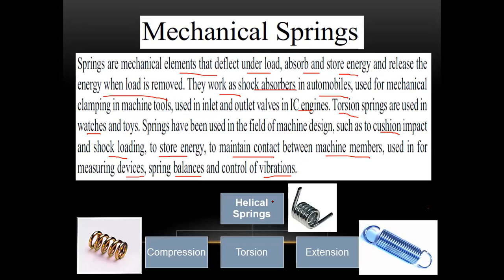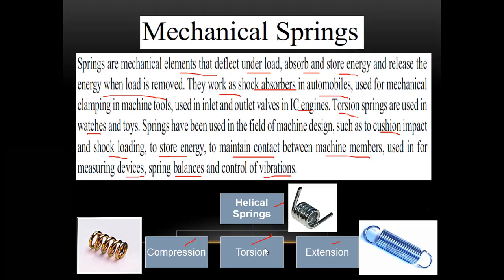Okay. So coming to the helical springs, there are three types of helical springs. One is the compression type, another is the torsion type, and another is the extension type of spring. If you see the figure of the compression type, see this spring. If you go to any two-wheeler automobile shop or any cycle shop, you can see a number of springs. So this is a compression spring. The material is different, the processing is different.